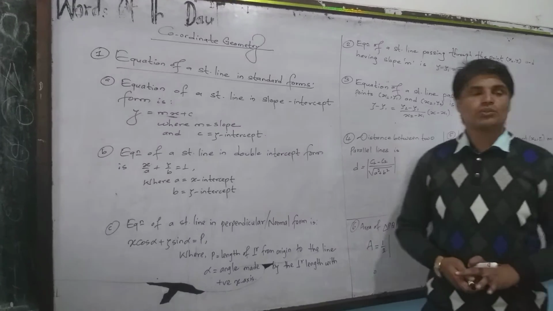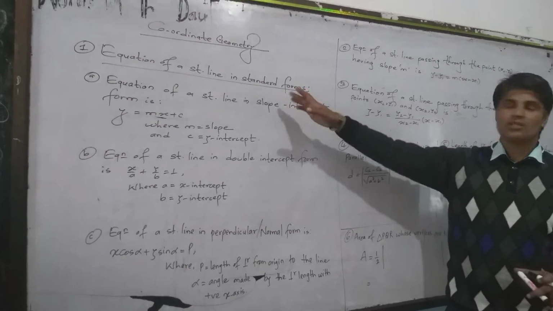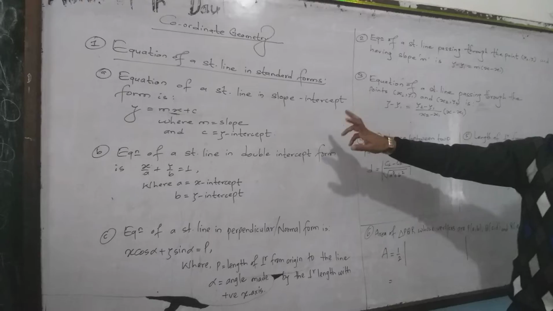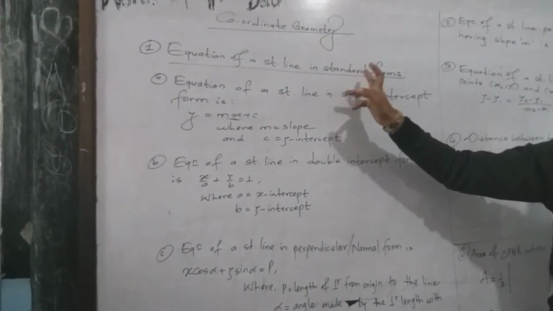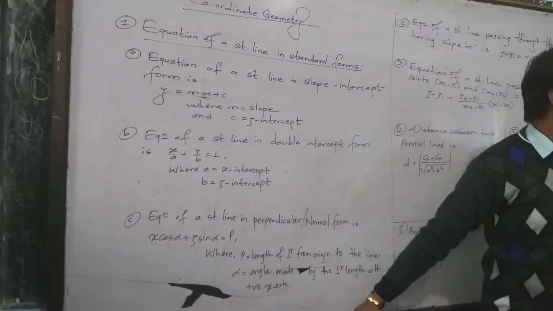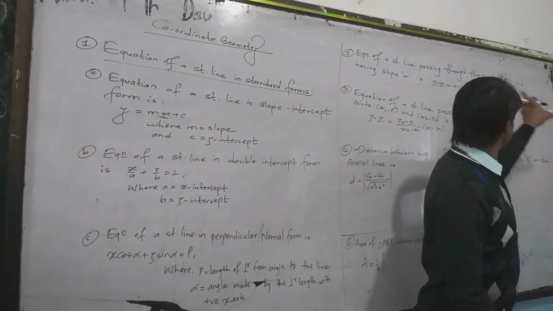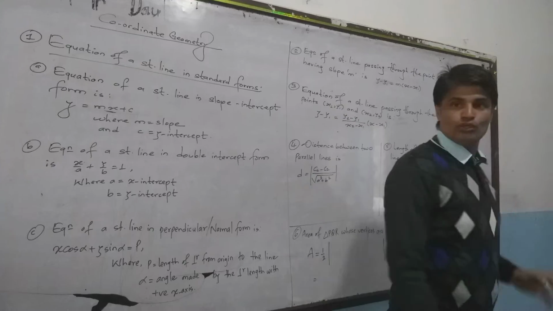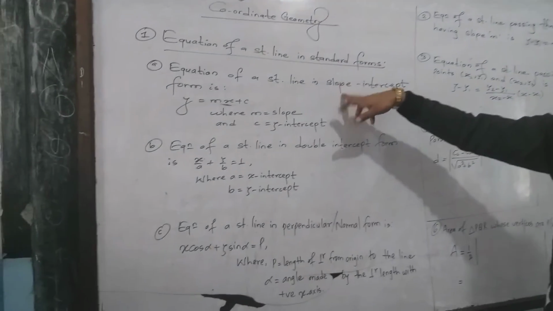Okay, so in coordinate geometry we will be discussing the equation of a straight line. First of all, let us discuss the equation of a straight line in standard form. These three equations are the equations of a straight line in standard form, and these two are the equations only. So first of all, let's go with these three equations.